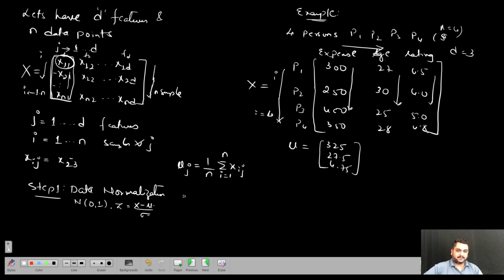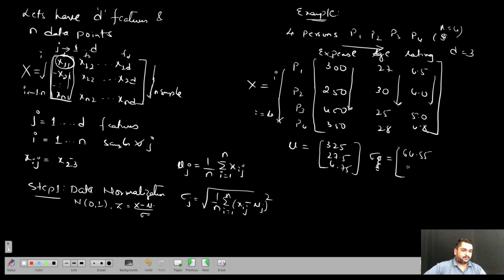Now you similarly find the standard deviation. How will you find it? Sigma j is equal to, as you already know, the root of 1 by n summation i equal to 1 to n of xij minus mu j whole square. This is the formula you know. So that gives the standard deviation for each of these columns, that is, each of the vectors. The sigma vector we get is 64.55, 2.08, 0.376.